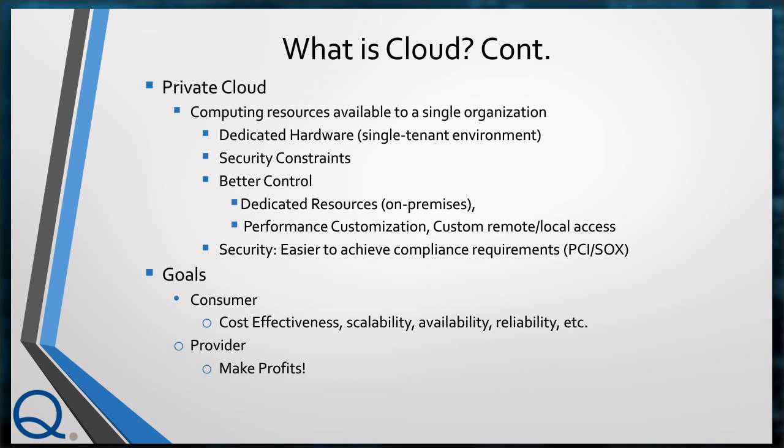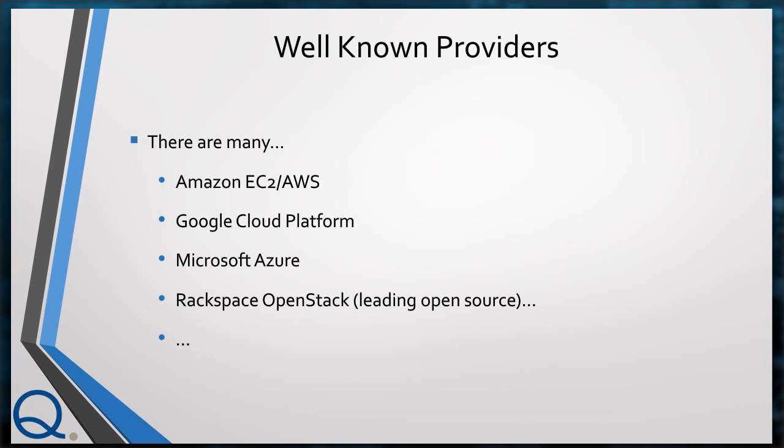It really is the needs of the organization that determine whether you go with a public or a private model, or even a hybrid model, which is a mixture of them both with the right orchestration in between. And certainly the goals. For the consumer, the goals are always scalability and cost effectiveness. You're looking to save money and to do a better job at your business process model. And from the provider's perspective, it's always about making money.